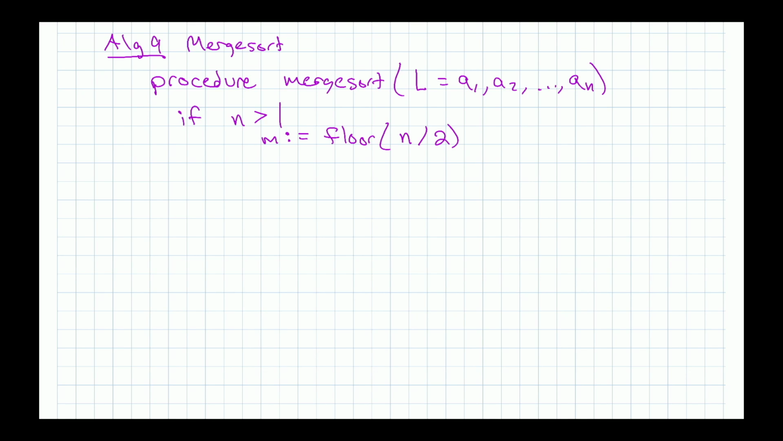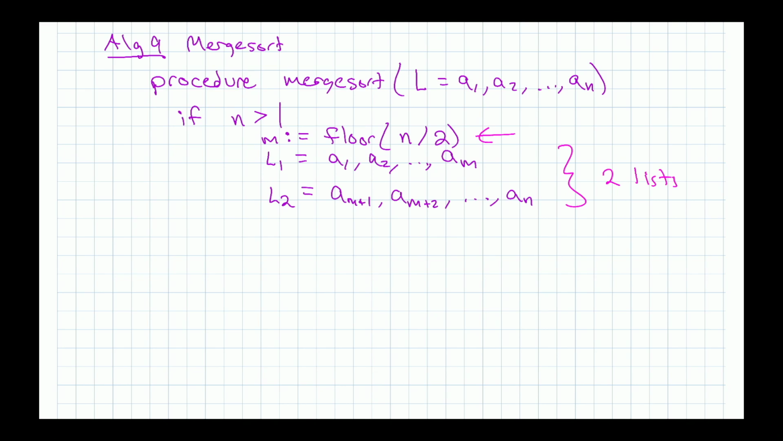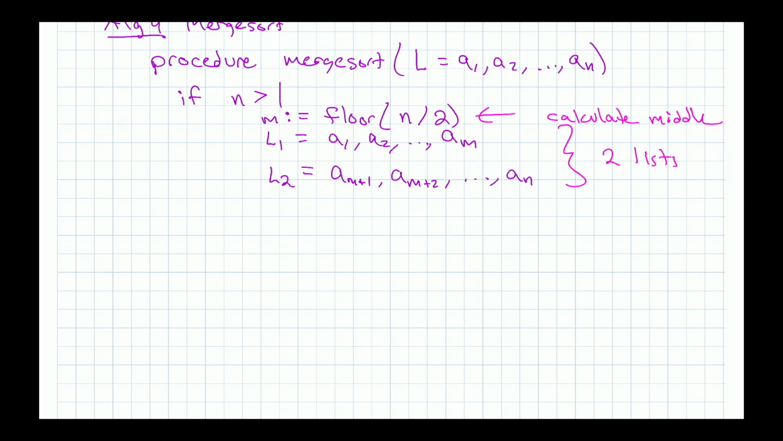And then what you're going to do is you're going to have L1. That's your first list. So it's going to be A1, A2, up to the middle element. And then your second list is going to start at the next element, m plus 1, and then A, m plus 2, dot, dot, dot. And then, of course, you stop when you get to the end. So that splits your list. So now you've got your 2 lists, right? This is calculating the middle. And then we split it into 2 lists.